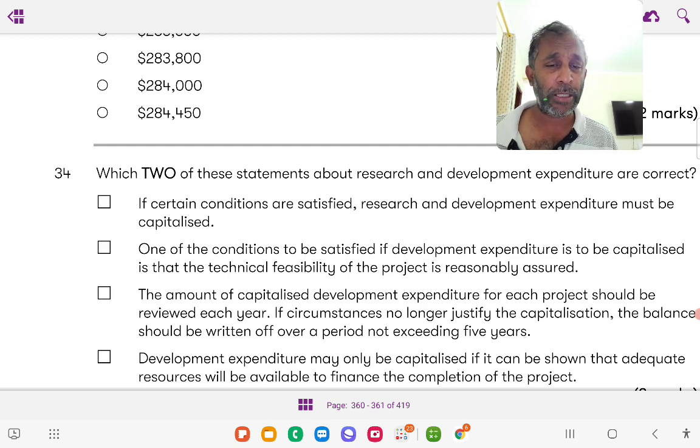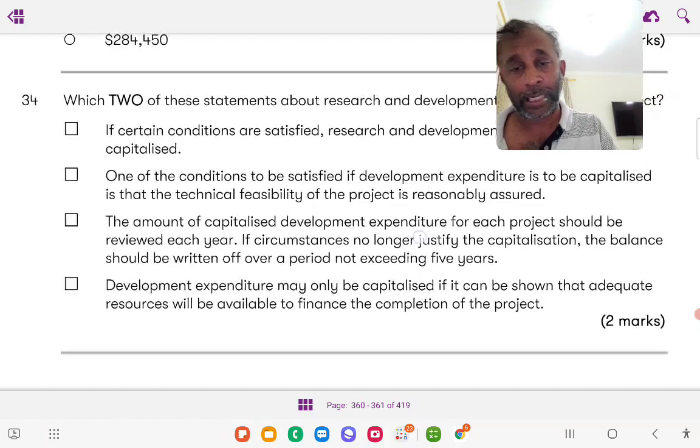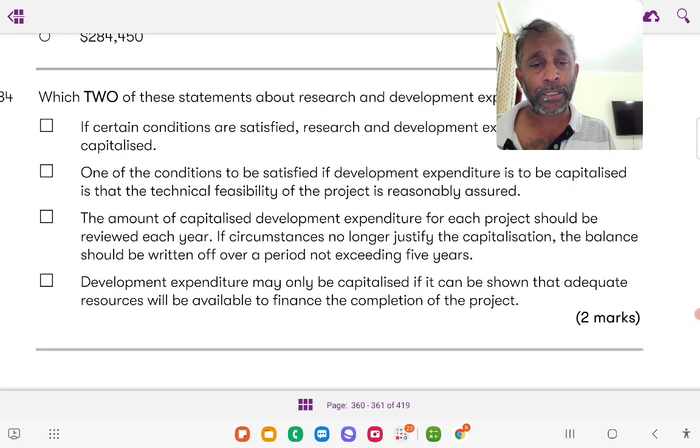One of the conditions to be satisfied if development expenditure is to be capitalized is that the technical feasibility of the project is reasonably assured. Yes, that's correct. So that is the correct answer. The amount of capitalized development expenditure for each project should be reviewed each year. Yes. If circumstances no longer justify the capitalization, the balance should be written off over a period not exceeding 5 years. No, that is wrong. There is no such provision in the standard. So that answer is wrong.